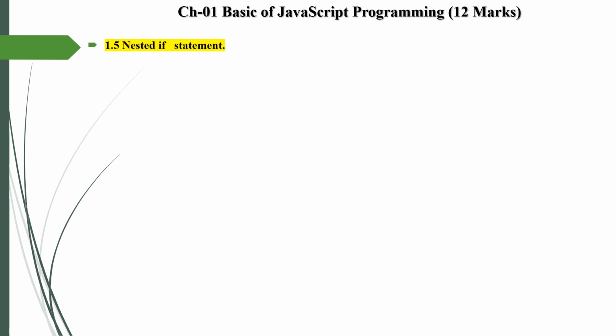Then the next statement is the nested if statement. It is similar to the if else ladder, but the difference is that in an if else ladder, conditions are checked one by one. If the first condition is false, then it checks the second condition, and if the second is false, then it checks the third condition. But in nested if else, it is the opposite of the if else ladder. If the first condition is true, then it checks the second condition, and if the second condition is true, then it checks the third condition. So simple.